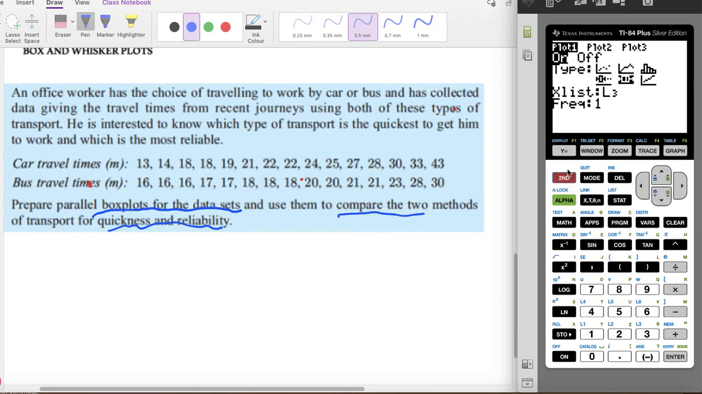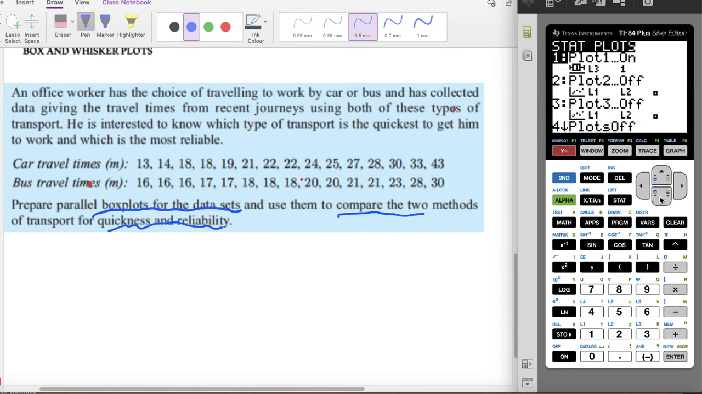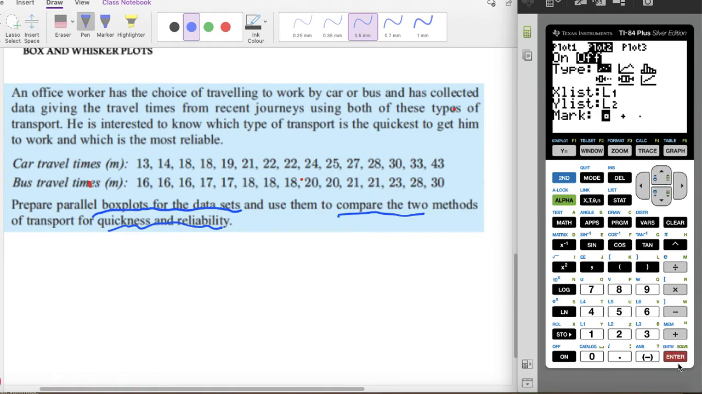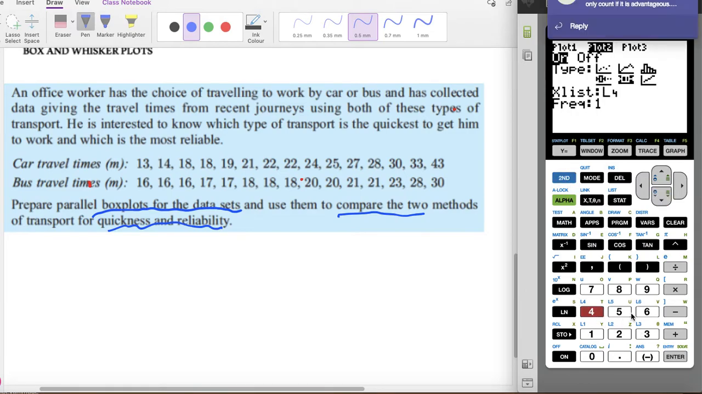And then let's go back to y equals, and let's turn on our second plot. We're going to enter to turn it on. We're going to go down here, and here is our box plot again. And if you remember, I put my data in L3 and L4. So this time I'm going to have L4, and I am going to have 1 and enter.